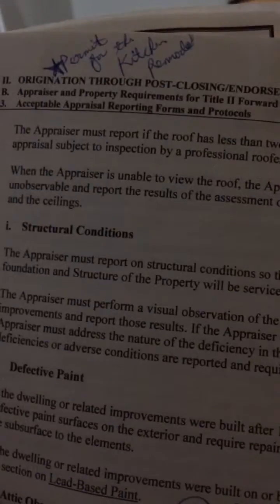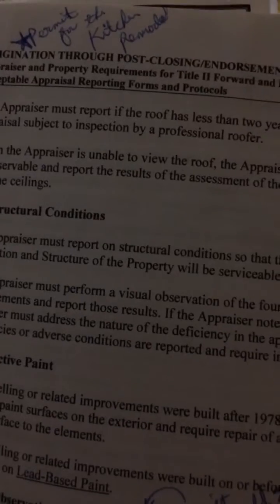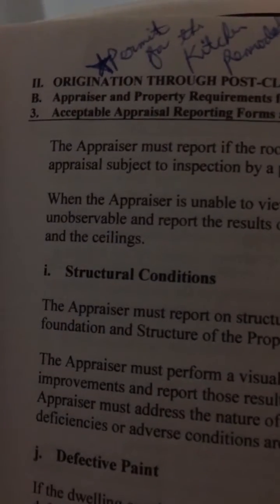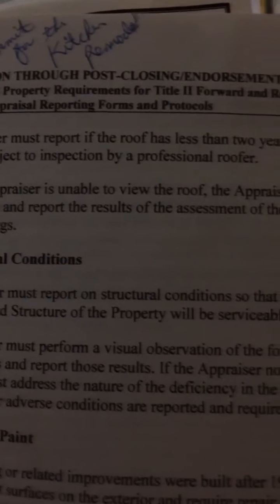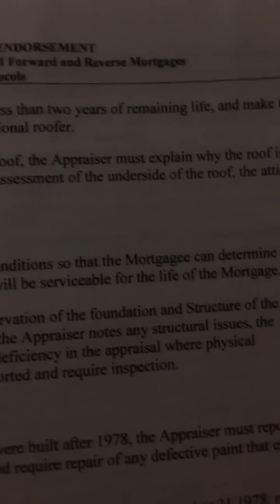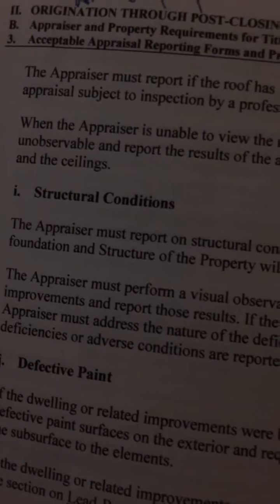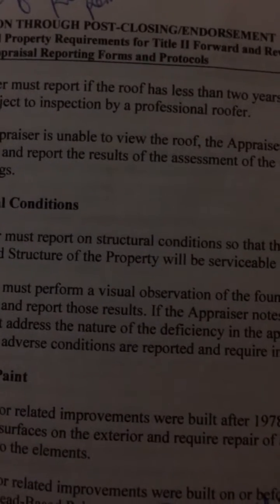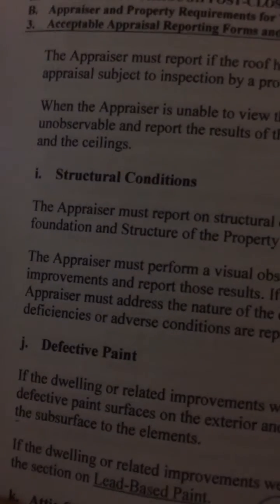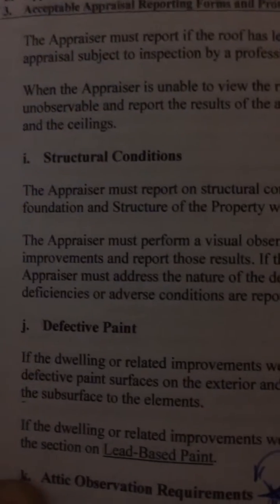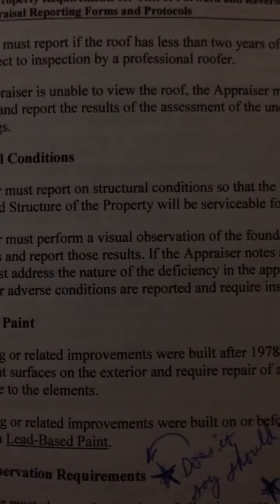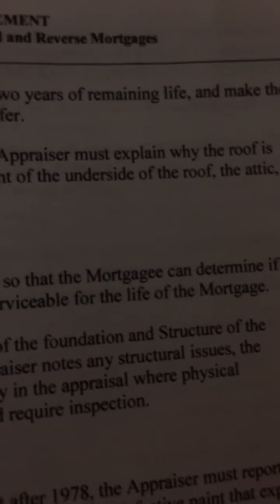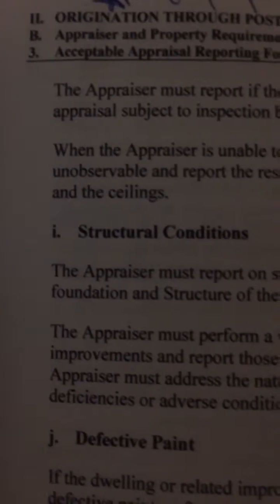FHA SFR Appraising Handbook 4000.1, page 37. The appraiser must report if the roof has less than 2 years of remaining life and make the appraisal subject to inspection by a professional roofer. When the appraiser is unable to view the roof, the appraiser must explain why the roof is unobservable and report the results of the assessment of the underside of the roof, the attic, and the ceilings.